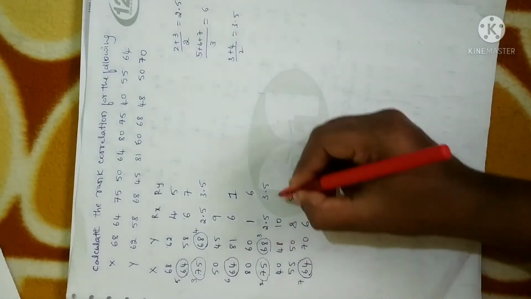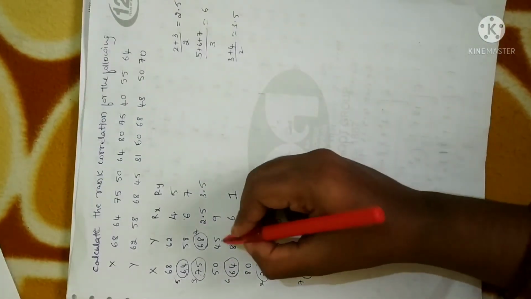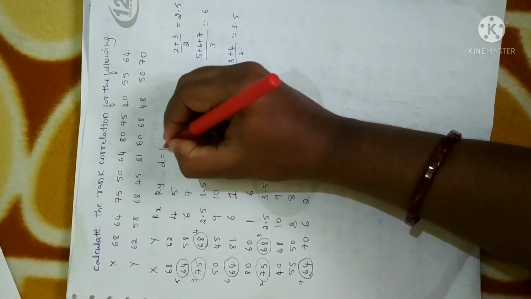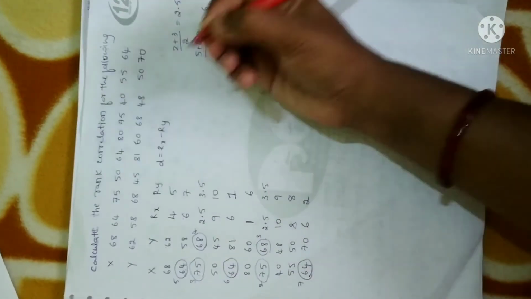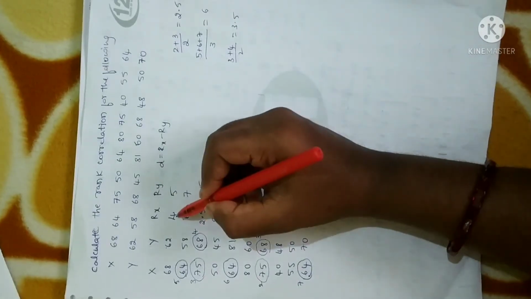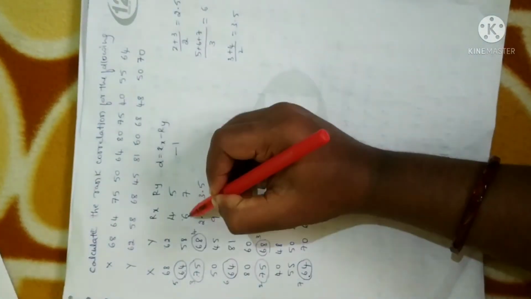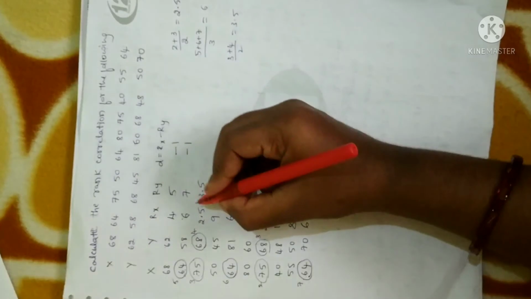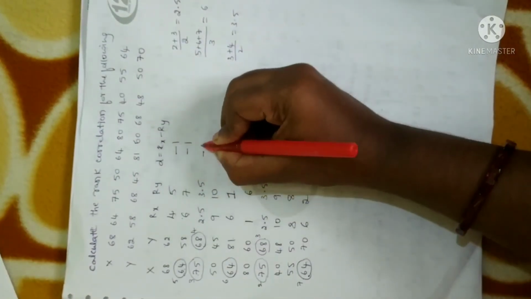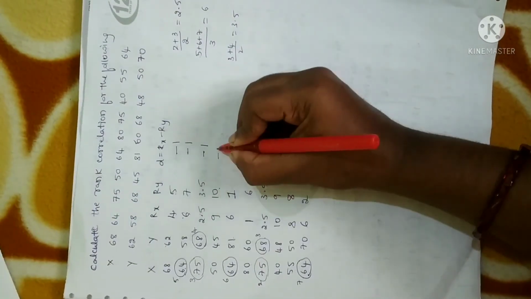Next highest number is 48, 9th rank. Next highest number is 45, so it is 10th rank. Now let me calculate D. It is given by Rx minus Ry. So you just subtract the values. 4 minus 5 is minus 1. 6 minus 7 is minus 1. 2.5 minus 3.5 is minus 1. 9 minus 10 is minus 1.